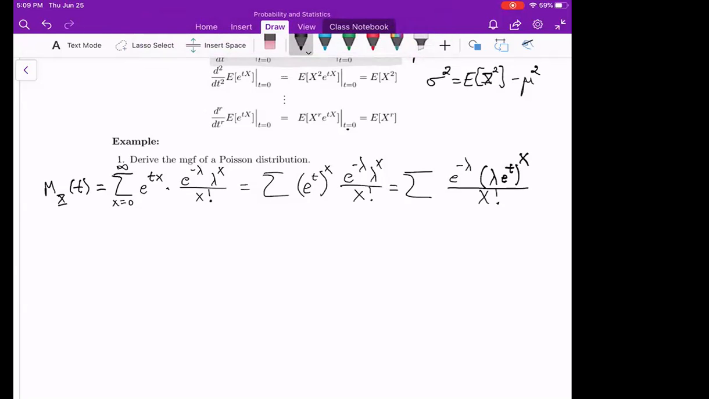Now what I want to figure out is where might I go from here? It would be great if e to the negative lambda were actually e to the negative lambda e to the t. Is there a way that I could, in a mathematically sound manner, do that? Any ideas?